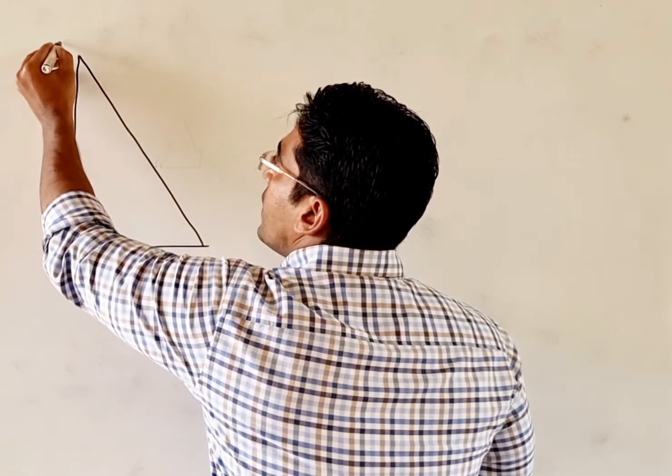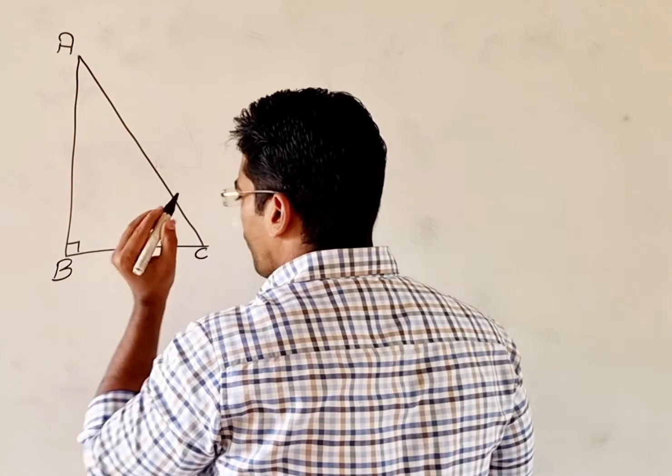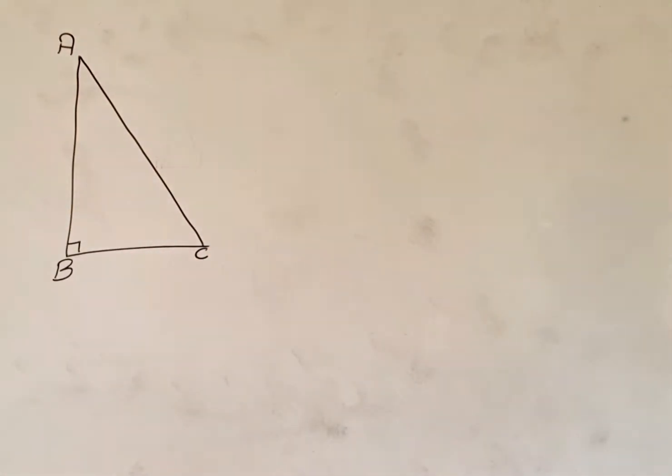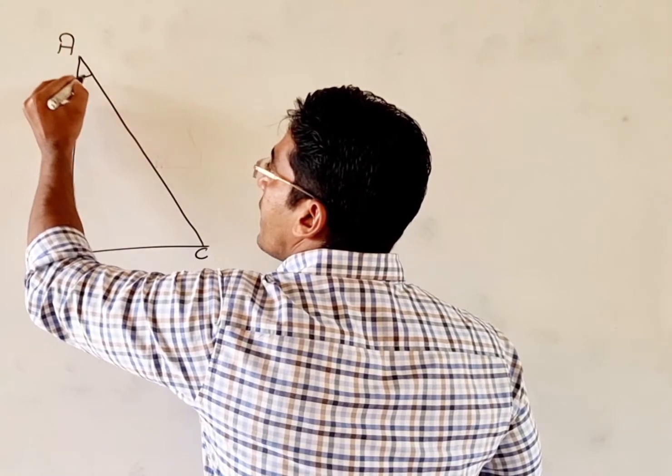Suppose I am considering a right angle triangle ABC. Now, either we will consider angle A as theta or angle C as theta. Suppose we are considering angle A as theta.